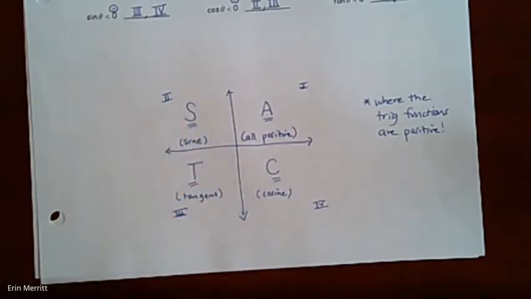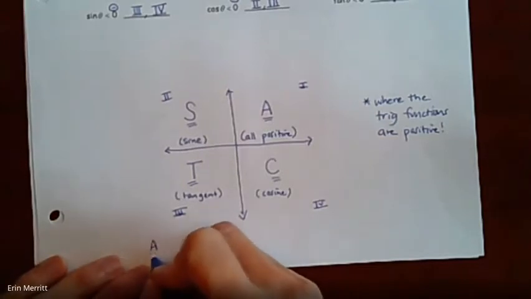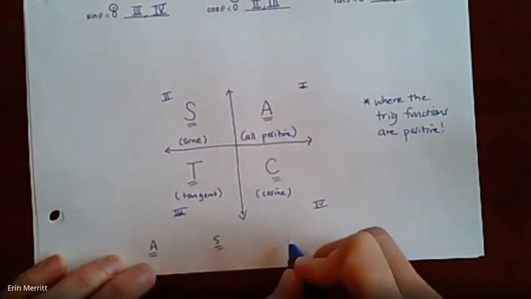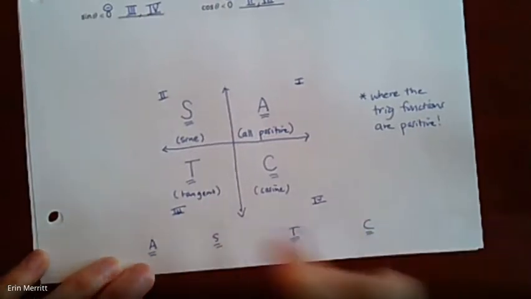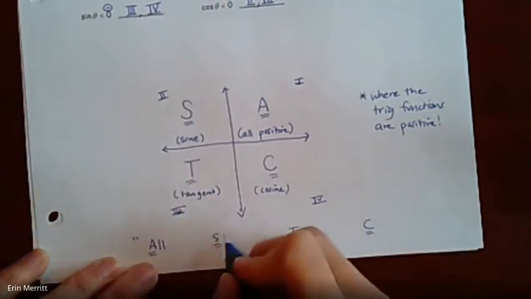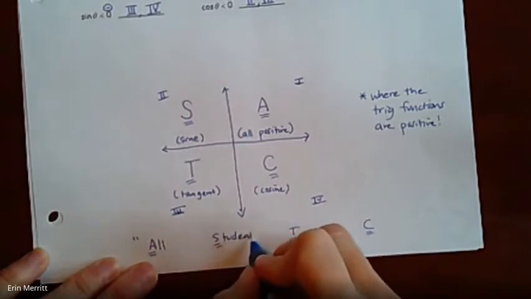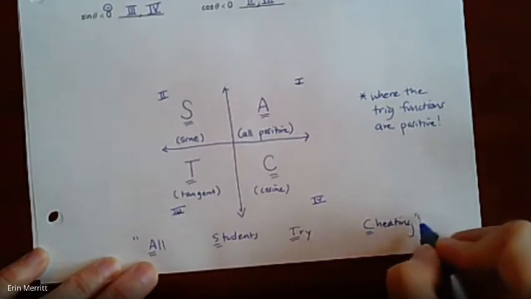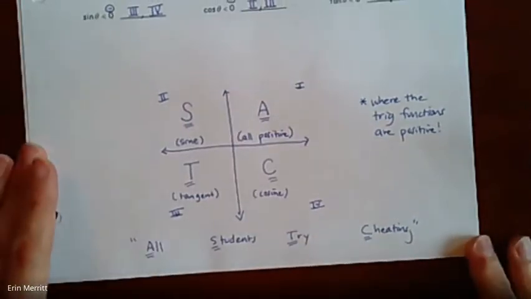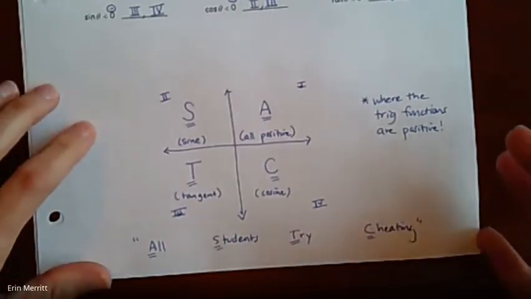All right, but the way to remember it, when I say A, S, T, C, a little mnemonic device is to think of it as all students try cheating. It's mean, I know, and I know you don't all really try to cheat, but it's a fun way to remember it. So all students try cheating. You can come up with your own mnemonic device if you like. Otherwise, that's the one I'm going with.